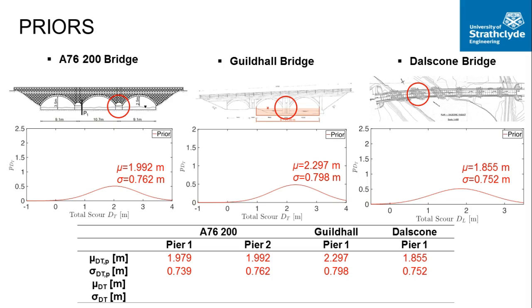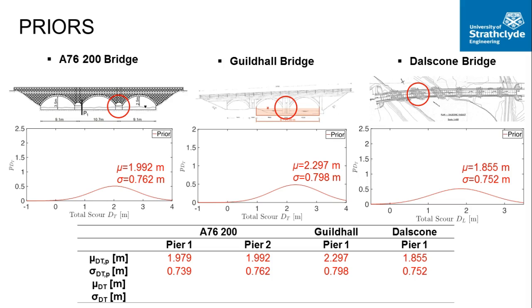These are the results a priori, so using a prediction analysis, and that means that there's no observation now in the Bayesian network. We used a Monte Carlo simulation to get this result, and as you can see, we got a very wide distribution with a standard deviation of around 80 centimeters.